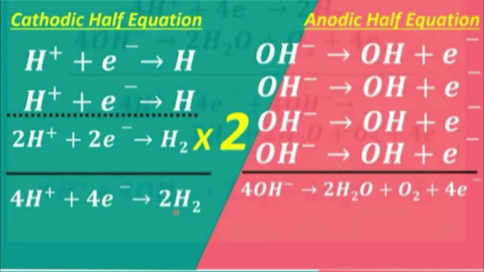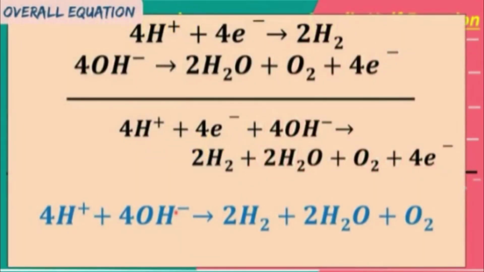Due to the electron balance, we can now write the overall reaction by bringing everything on the right to one side, everything on the left to one side, and cancelling out the electrons. You know these ones already, is it not? So in conclusion, we can say that the electrolysis of water yields 3 products.